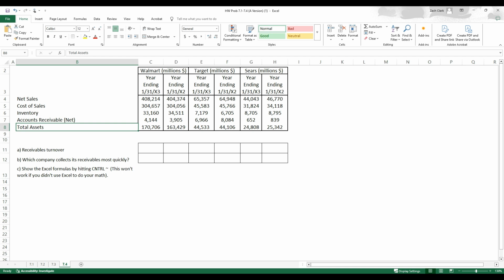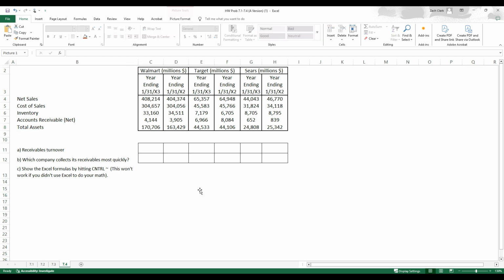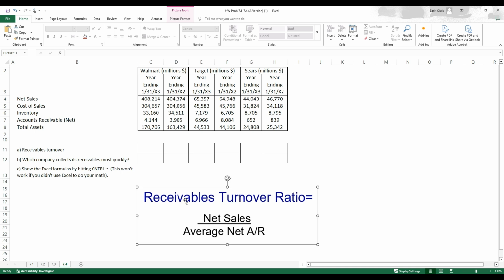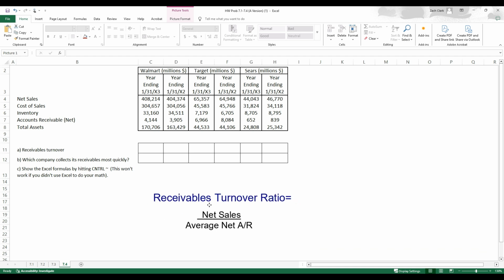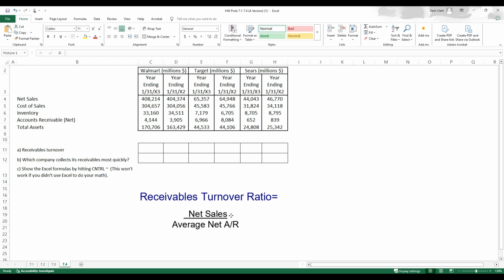Okay. And so then if we're going to be calculating our receivables turnover, we're going to want the formula here, which I can paste in, just pull it out of the lecture PowerPoint. It's going to be net sales divided by average net AR.